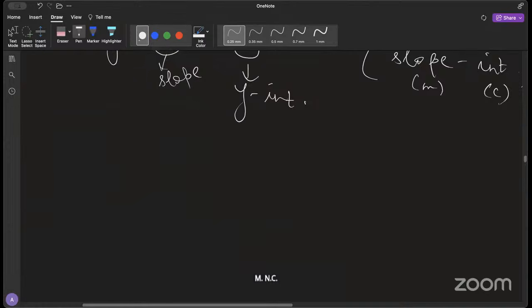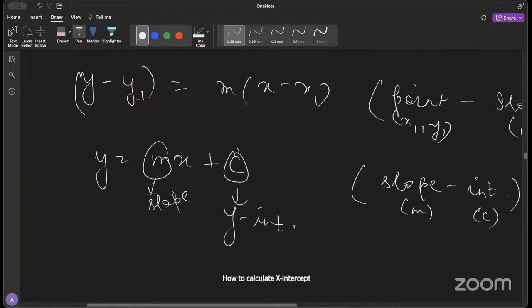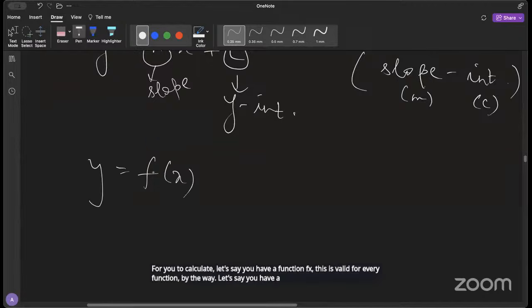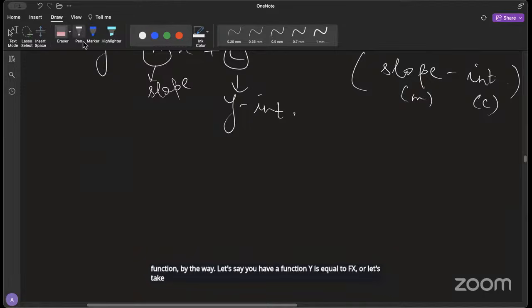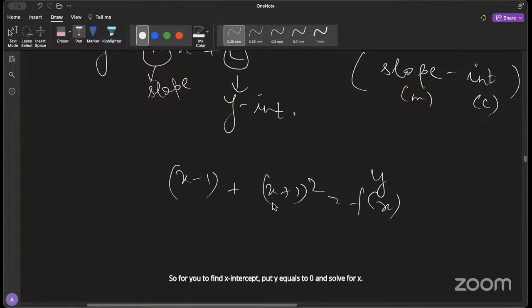Excuse me, ma'am. Yes. How to calculate x-intercept? For you to calculate, let's say you have a function f(x). This is valid for every function, by the way. Let's say you have y equals f(x), for example (x minus 1) plus (x plus 1) whole squared, and you write f(x) as y, right? So for you to find x-intercept, put y equals to 0 and solve for x. And for you to find y-intercept, put x equals to 0 and find the value of y. Is that okay?